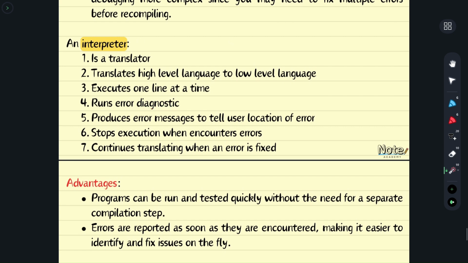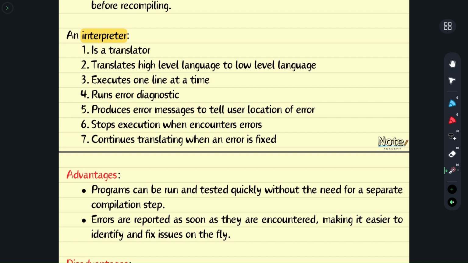When it is translating each line, if it comes across an error at that specific line, it will stop the program and prompt the user or the programmer that there is an error over here. So next, you can see that it will stop the execution when it encounters errors, as I just told you, and lastly it will continue translating when the error is fixed.